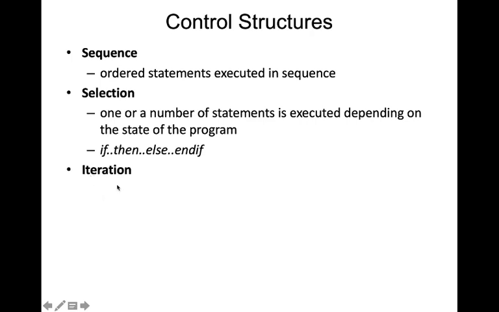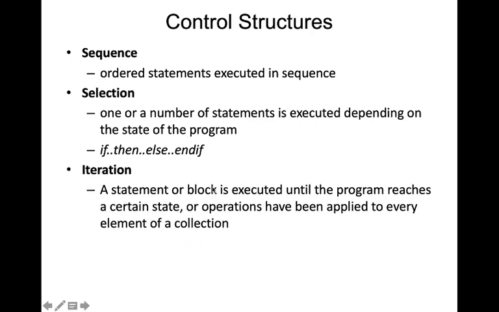Then the third control structure is iteration. Iteration is a statement or block that is executed until the program reaches a certain point, or until operations have been applied to every element of a collection. It is a set of statements that will be executed continuously until a condition becomes false or true. If you want to execute a set of things repeatedly, it is known as iteration. While, repeat and for are examples of iteration statements. We will learn about the while loop, for loop and others in C.